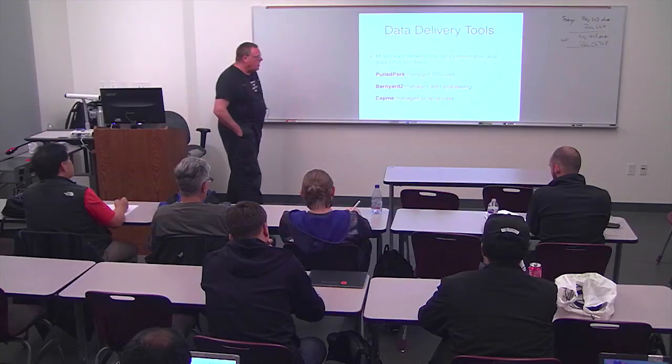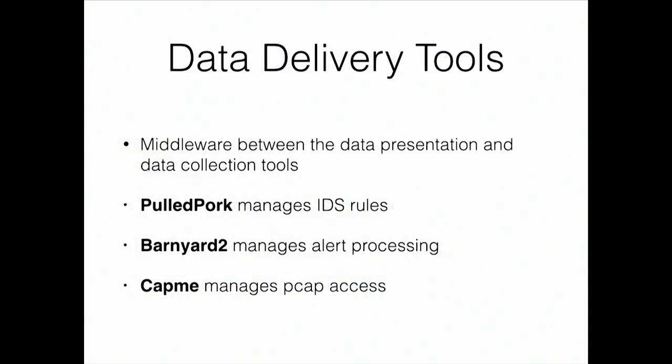Then there's middleware. These are things that go between the data collection and data presentation tools to connect them together. Pulled Pork, which I assume must have something to do with Snort, manages IDS rules. There's quite a few pig-oriented Snort add-ons, and there's also a Snort attack tool called Mucus. So you can tell with a name like that, they inspire the open source community to have similar related names. Then there's Barnyard for alerts, and CapMe to manage PCAP access.